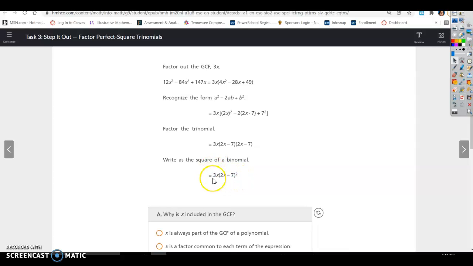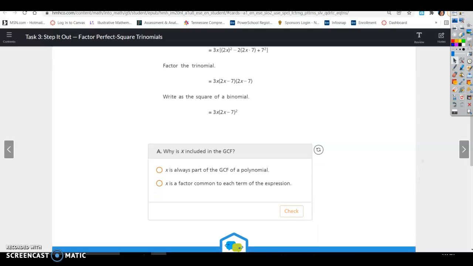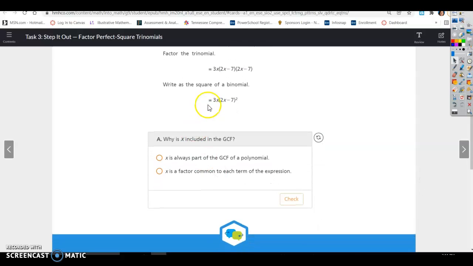So we still have the greatest common factor. If we just had the binomial squared, that would only be equal to what's in parentheses here. If we want it to equal what we started with, we also have to multiply it back by the 3x. So when it's completely factored, it's 3x times the quantity 2x minus 7, squared.